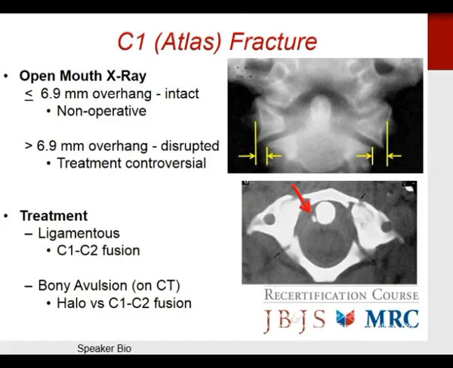If, however, there is a bony fleck, as the CT axial image shows, then perhaps fixation can be avoided and use of a halo might be an option. If there's late instability, then a C1, C2 fusion should be performed.